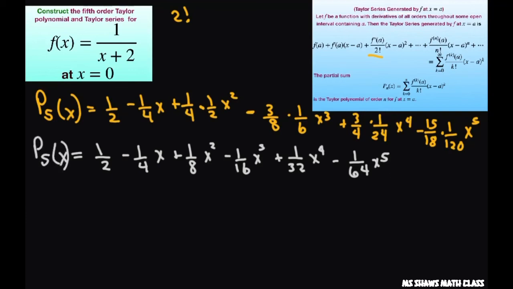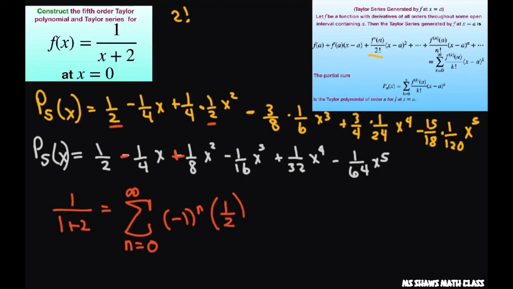And then for the series, we want to condense this. So for the series, we're going to write 1 divided by x plus 2 equals the sum from n equals 0 to infinity. It's alternating signs here, so it's going to be negative 1 to the nth power. All of these have a 1/2 in them, basically. So you can write this as 1/2 to the power of n plus 1 times x to the n.